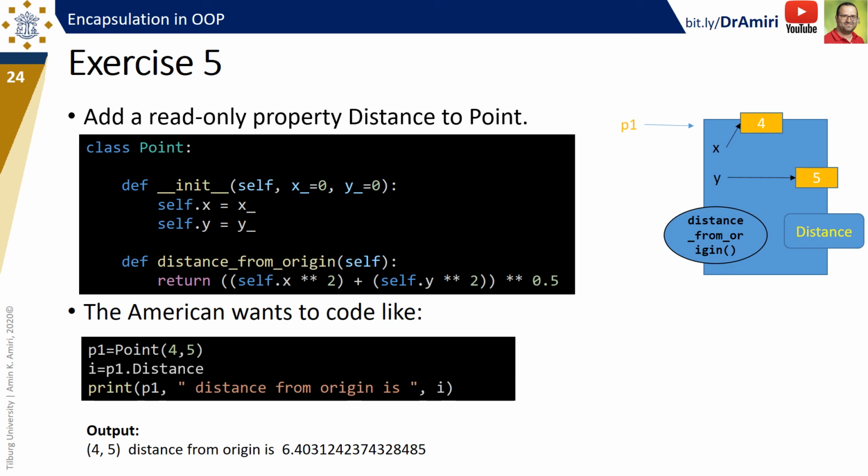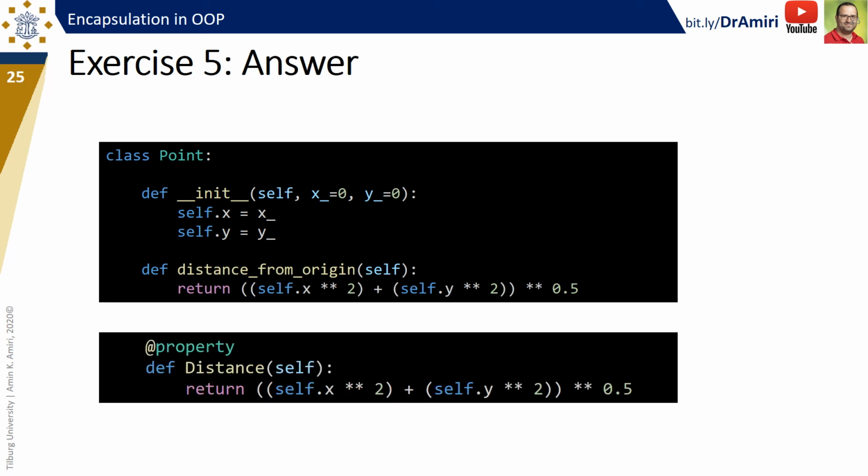That's how you know this is a property, but you know that behind the scenes some sort of calculation must be done so that it could be set to the value provided by the distance. How can you do this? So here's the answer. We already had the method distance from origin here. This is a method. It requires parentheses to be called by the front-end programmer, the American. I only need to turn this into a property.